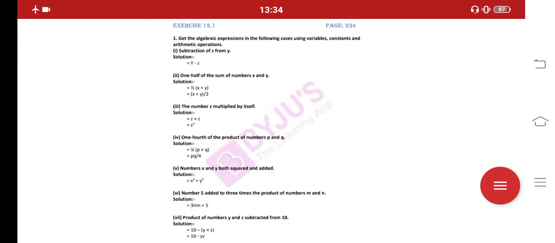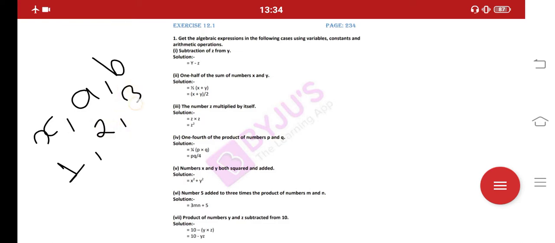So what do we call a variable? Any alphabet, either it is x, a, b, c up to z, is called a variable, and any number which has a definite value is called a constant. And what are arithmetic operations? They are four operations: plus, multiply, divide and subtraction. These are the four arithmetic operations.